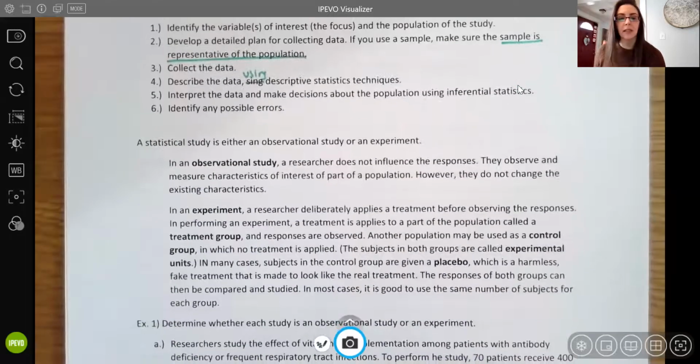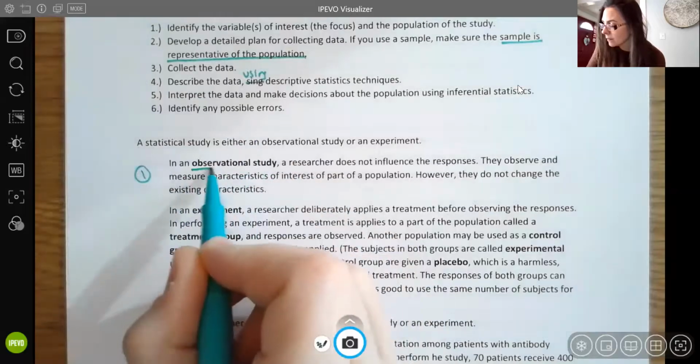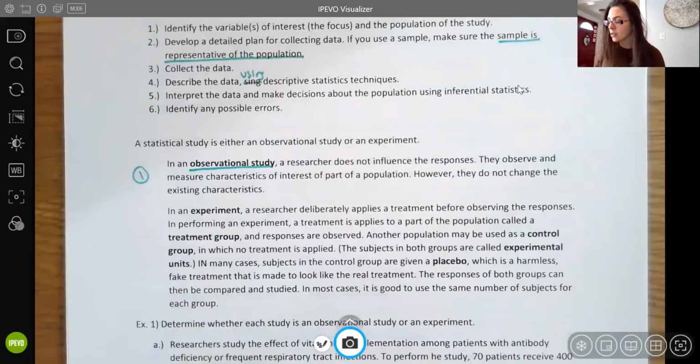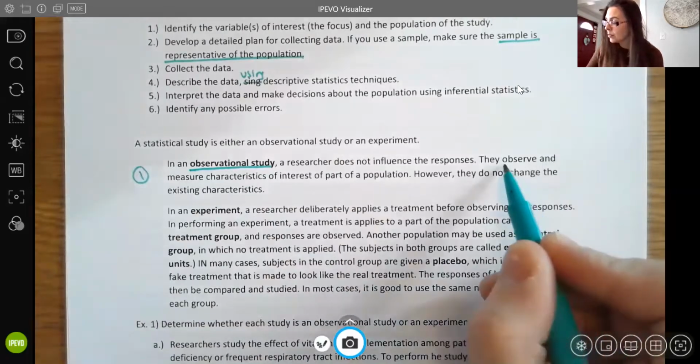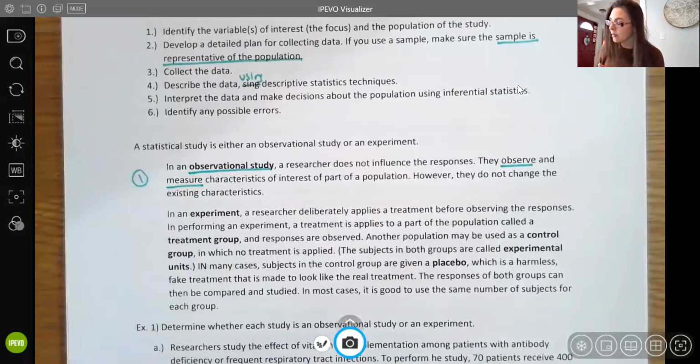So statistical studies can either be one of two things. They can be an observational study, or they can be an experiment. So these are the two main categories that they fall into. So the first one is an observational study. And in an observational study, researchers do not influence the responses. They simply observe and measure characteristics of interest of a part of the population, but they don't try to change anything. So these are things like surveys, which is a perfect example.